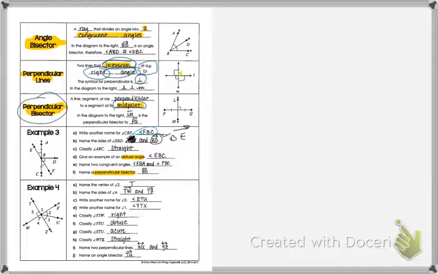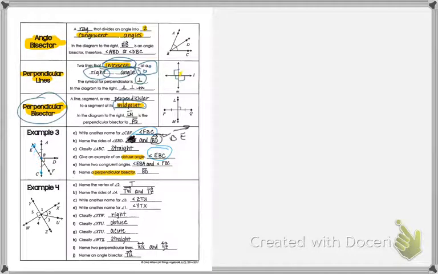Alright, classify angle ABC. So here's ABC. It is a straight angle. Give an example of an obtuse angle. Well, obtuse is greater than 90. So I'm going to have to figure one out. Let's see. Here we have E, B, C. So we're looking at this angle right here. That is an obtuse angle.